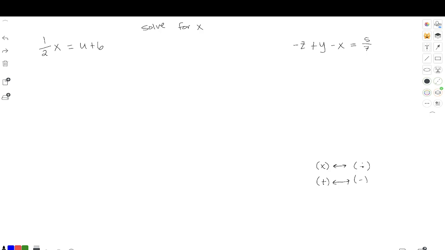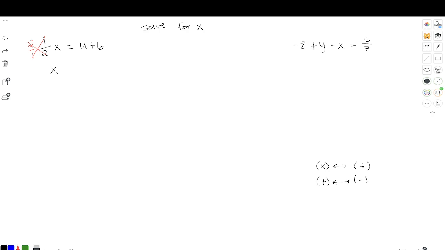The only thing that's keeping x from being by itself on this side of the equal sign is this 1/2. Now with fractions, to cancel them out, we just multiply them by their reciprocal, which means that we just flip these numbers. So the 2 goes on top, the 1 goes on bottom. And when we multiply those together, those are going to cancel out. So we are just going to be left with an x.